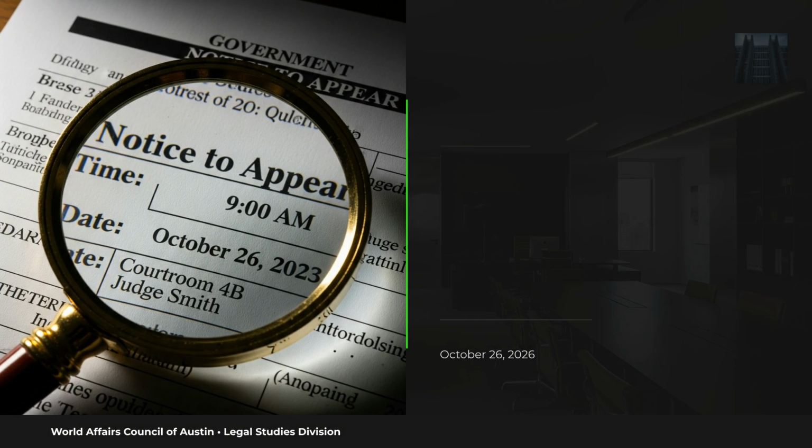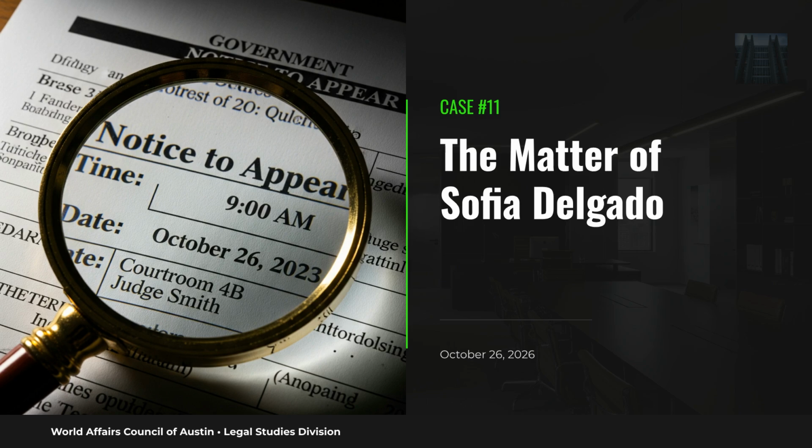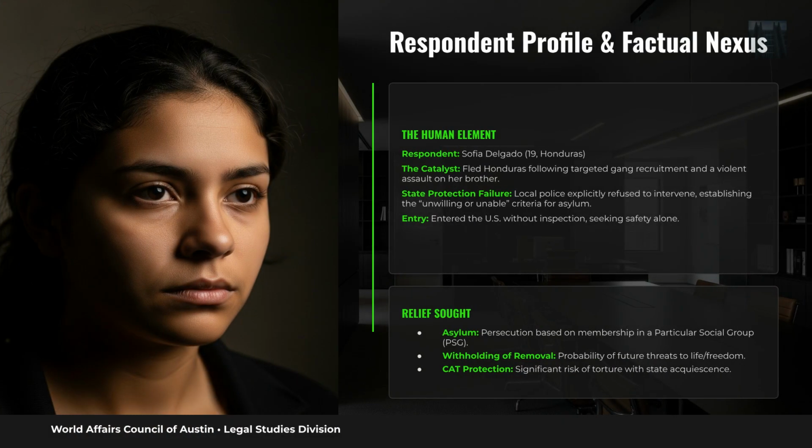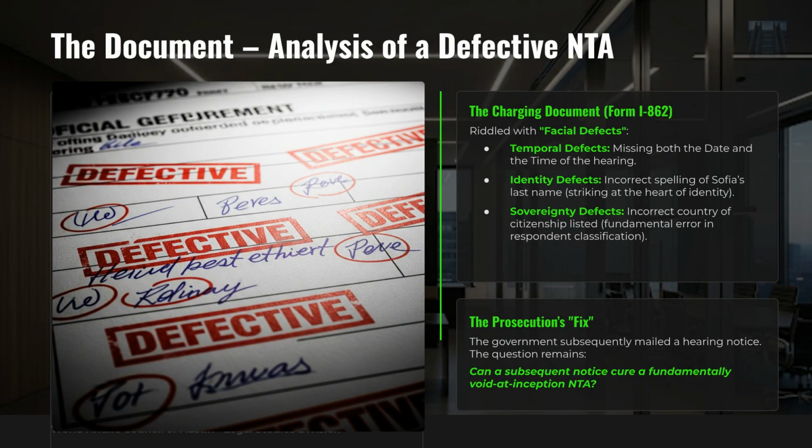We now turn to a case study, the matter of Sofia Delgado. This case provides a practical look at analyzing NTA defects, jurisdictional integrity, and the path to relief. Sofia Delgado fled Honduras due to gang violence and entered the U.S. without inspection, seeking asylum. Her case involves asylum, withholding of removal, and CAT protection. Sofia's NTA contained facial defects, including missing hearing time, incorrect name spelling, and an incorrect country of citizenship.